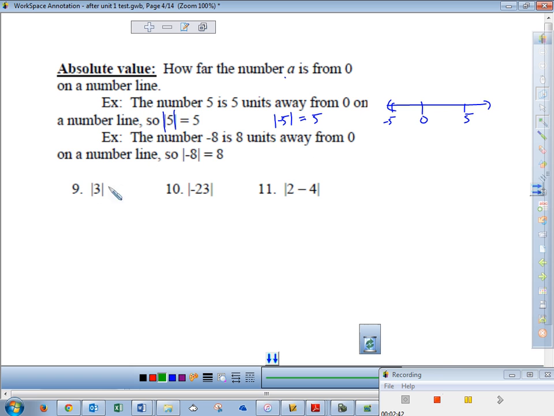Well, of course it is a grouping symbol first, so if there's anything to do inside the absolute value bars, you need to do that first. Here this is just 3. Absolute value of 3 is 3. Nothing to do inside here. Absolute value of negative 23 is 23. There is stuff to do in here. You've got the absolute value of 2 minus 4. Well, 2 minus 4 is really negative 2. So you need to do what's in the grouping symbols first. Then absolute value of negative 2 is a positive 2.